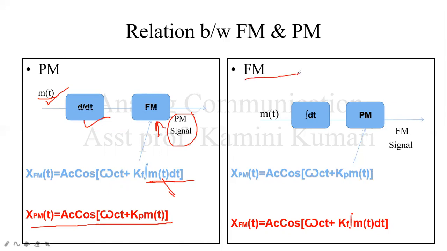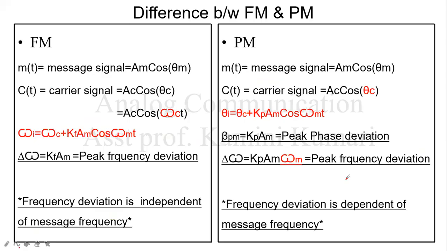Similarly, in the case of FM, we have two blocks. The first block is for integration, and the second block is for PM, that is phase modulation. So first you integrate your message signal, and then you pass that integrated form through the second block, which contains this equation. Basically you are replacing m(t) with the integrated form of the message signal. So you will get this equation, and this equation is your FM signal. So this is the basic relation between your FM and PM: how you get the PM signal from the FM signal, and how you get the FM signal from the PM signal.